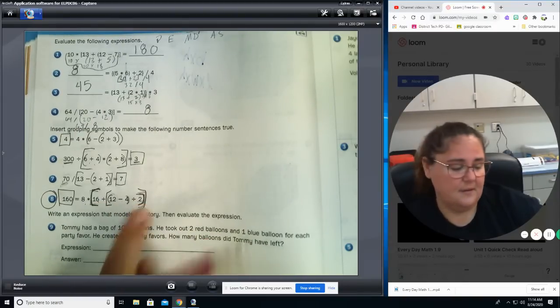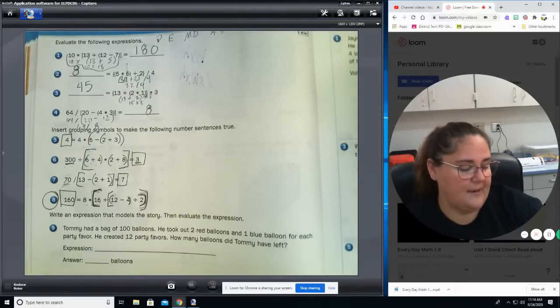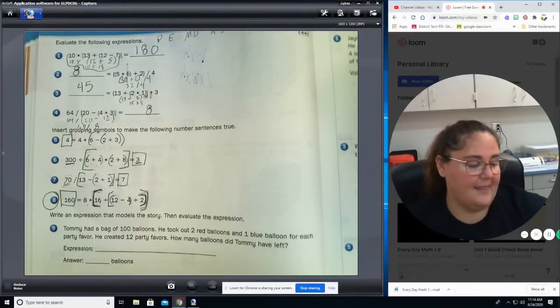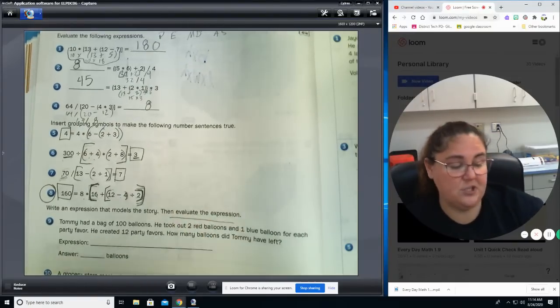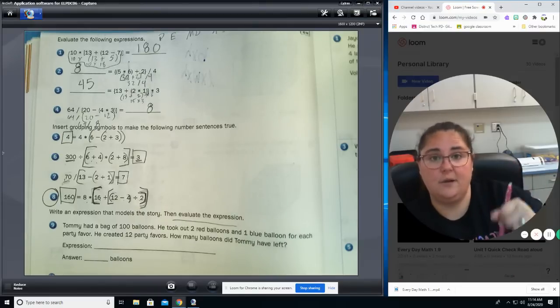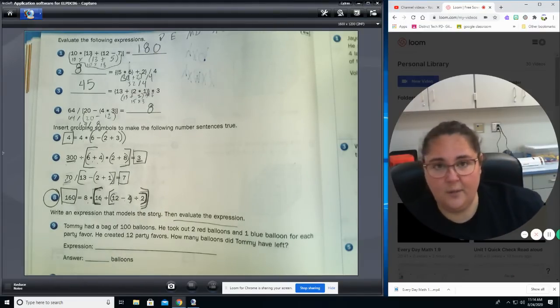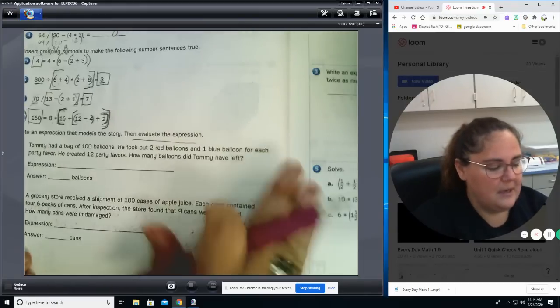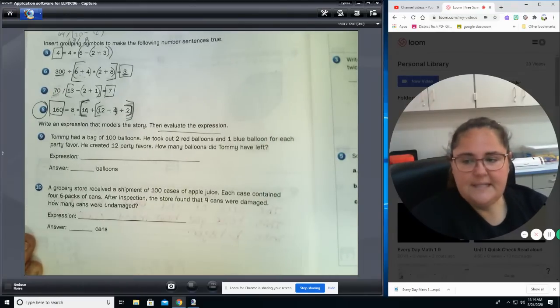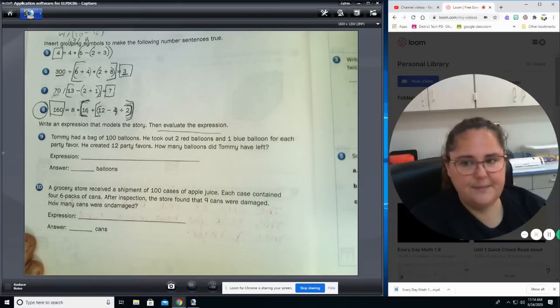Okay. Going to number 9, it says, write an expression that models the story, then evaluate the expression. So now we have to answer it. Before, remember I said, oh, you don't have to answer it. Now you do, because it says evaluate the expression. So number 9. Tommy had a bag of 100 balloons. He took out 2 red balloons and 1 blue balloon for each party favor. He created 12 party favors. How many balloons did Tommy have left?